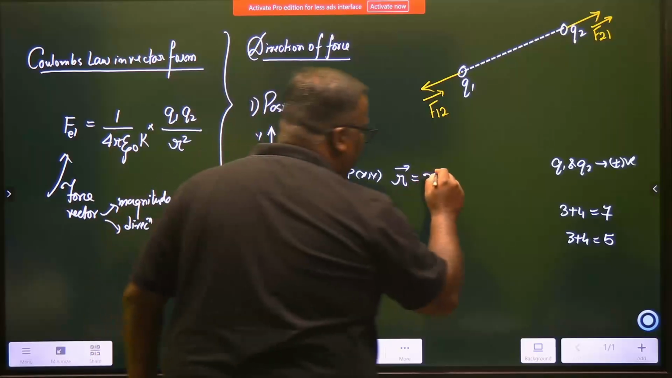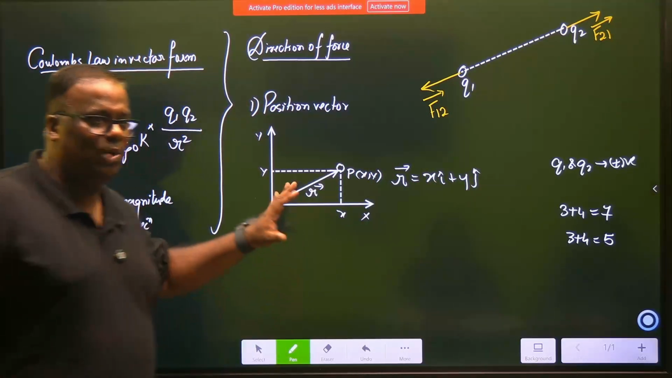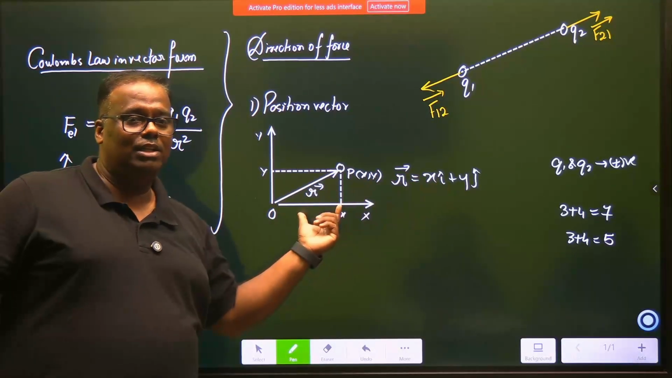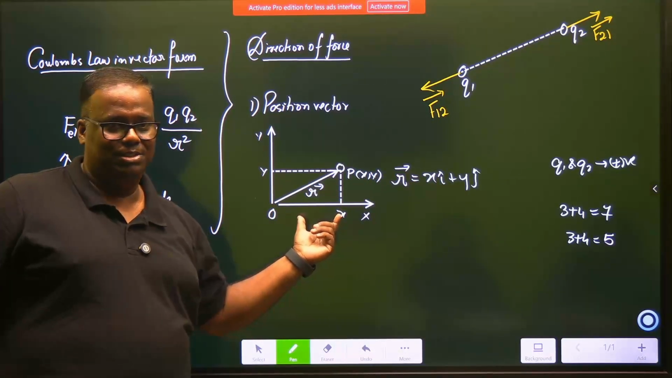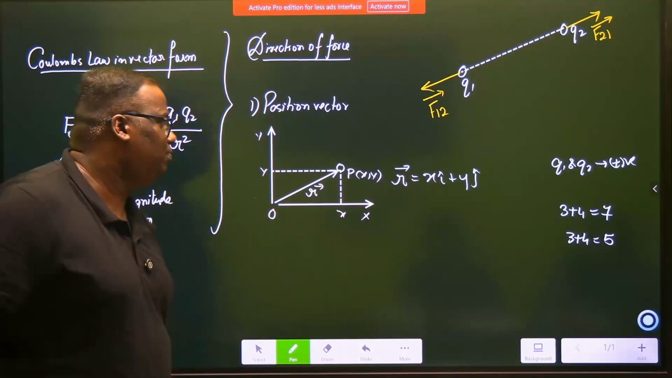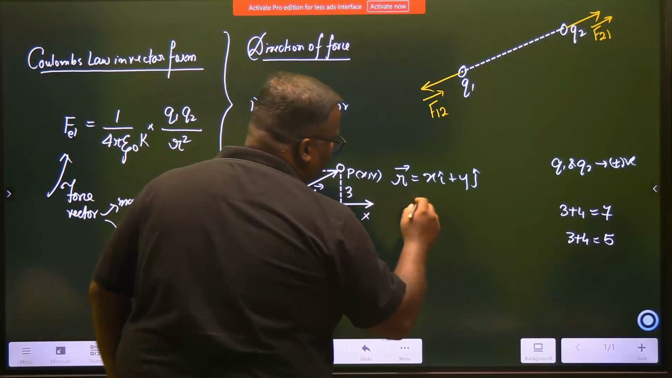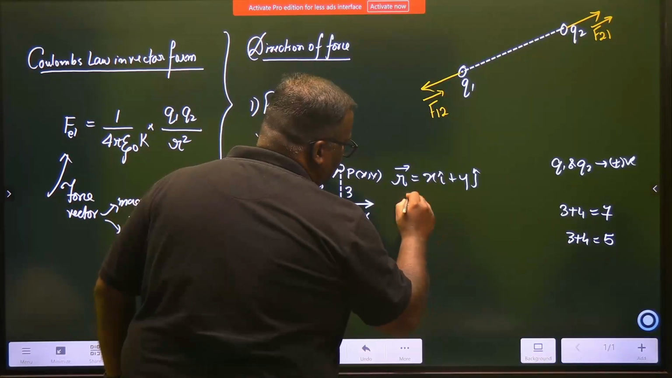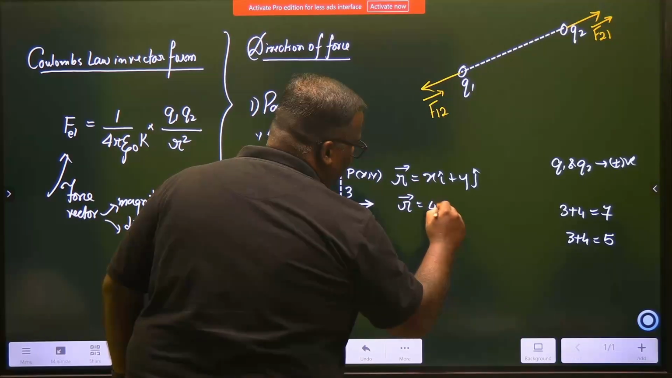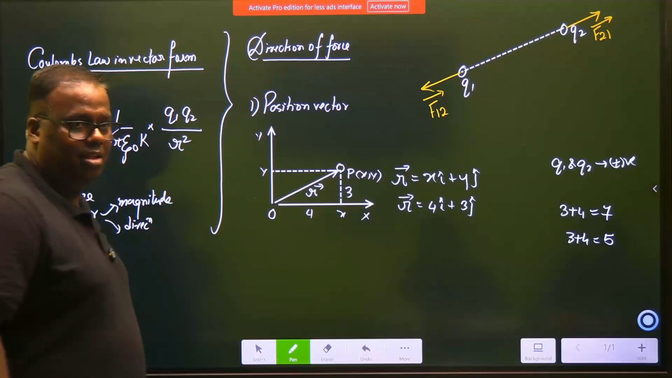So this will be i cap plus j cap. This is how you understand. R is a point. Looking at this, you can find the Cartesian coordinates also. If this was, say, 4 units and this was 3 units, then I would say that R as a vector is given by what, children? R as a vector is given by 4i plus 3j, right?